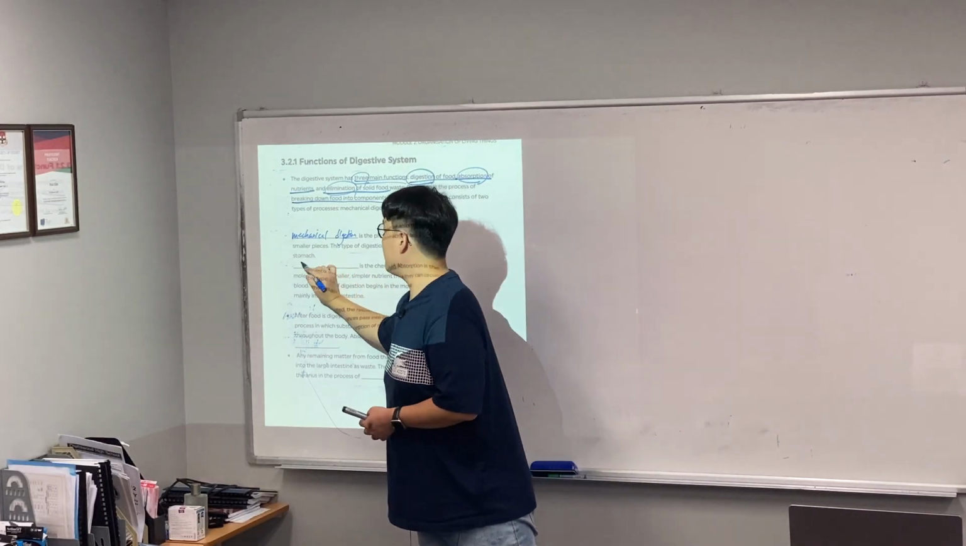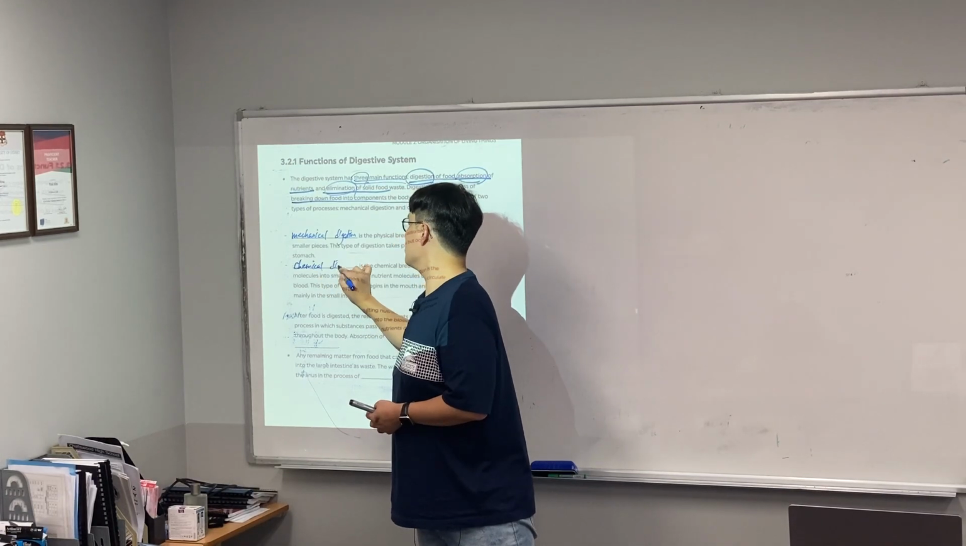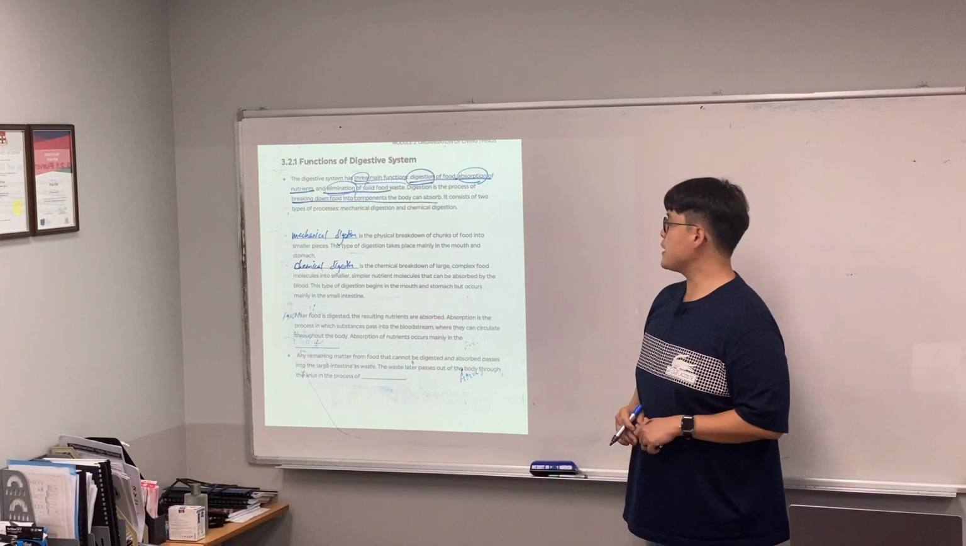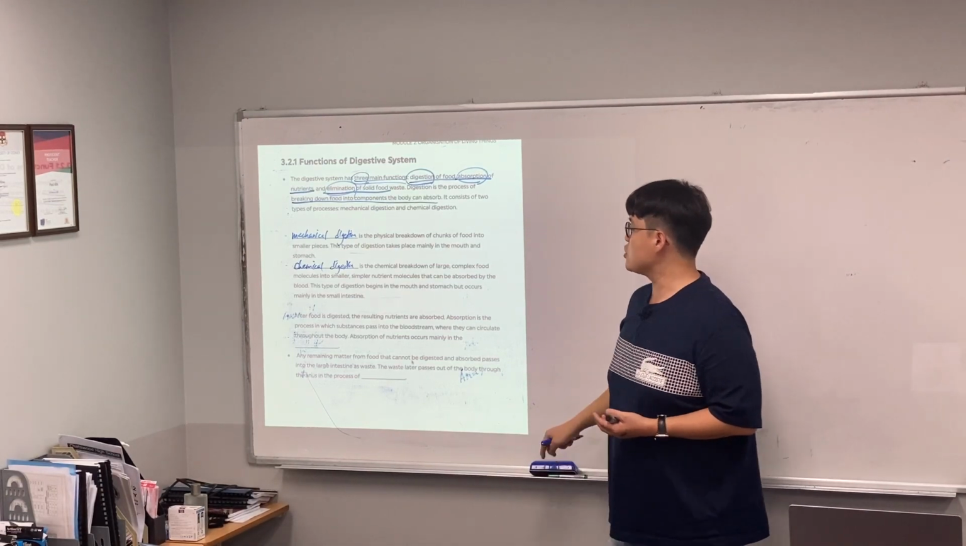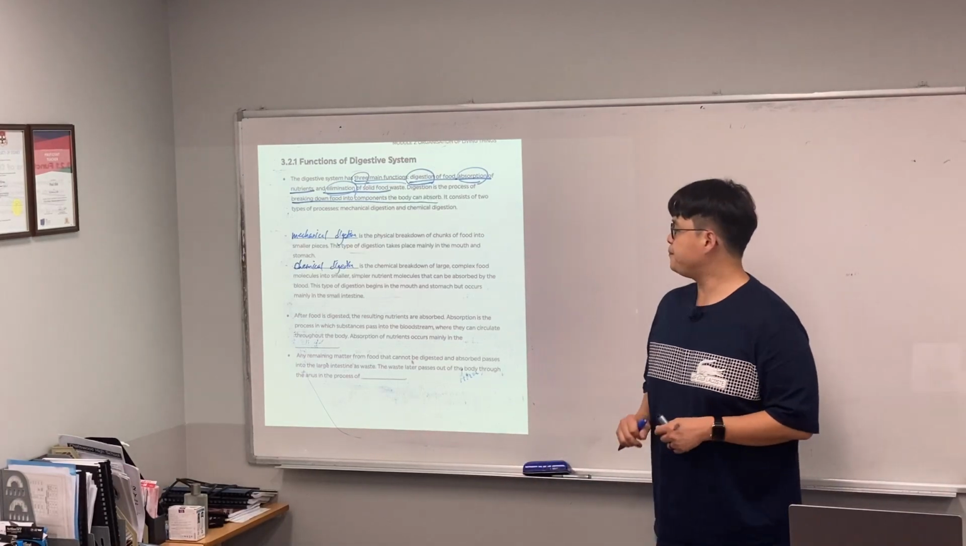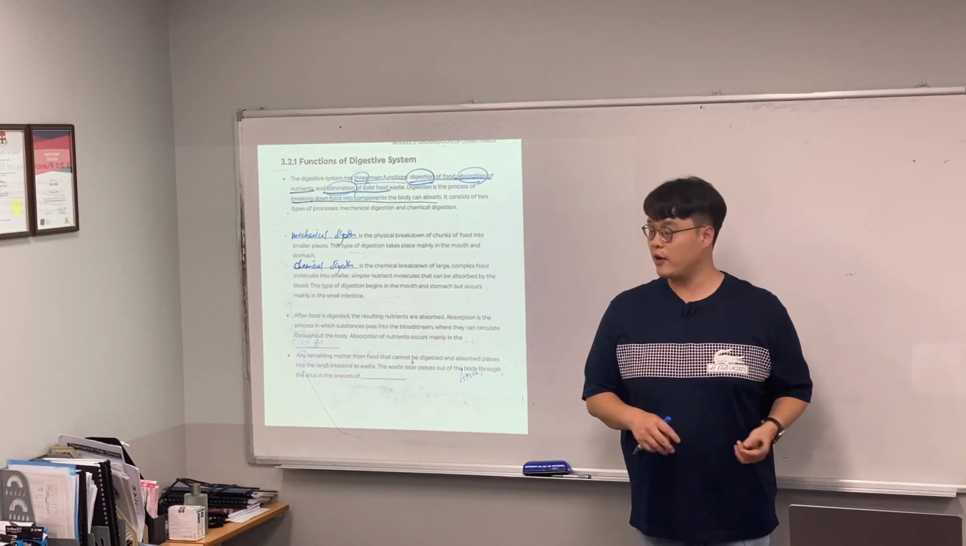Secondly, we have chemical digestion too, which is the breakdown of large complex food molecules into small, simple nutrient molecules that can be absorbed by the blood. For this type, we're using the small intestine, the liver, and other parts too.